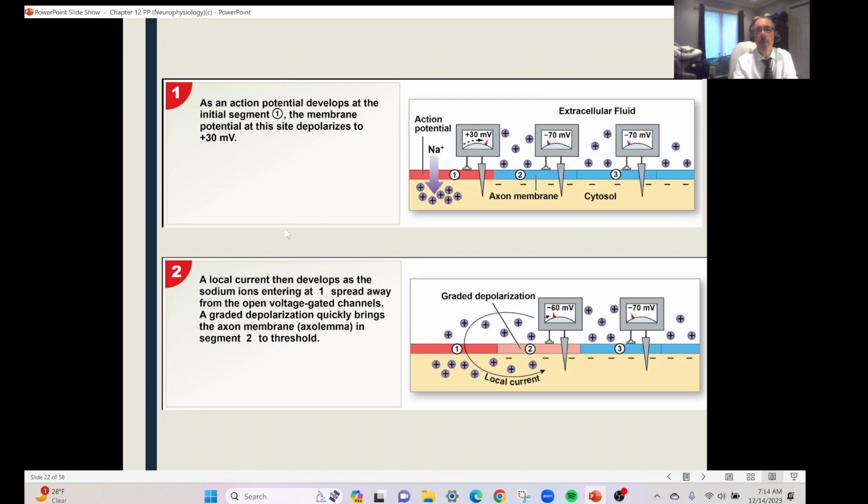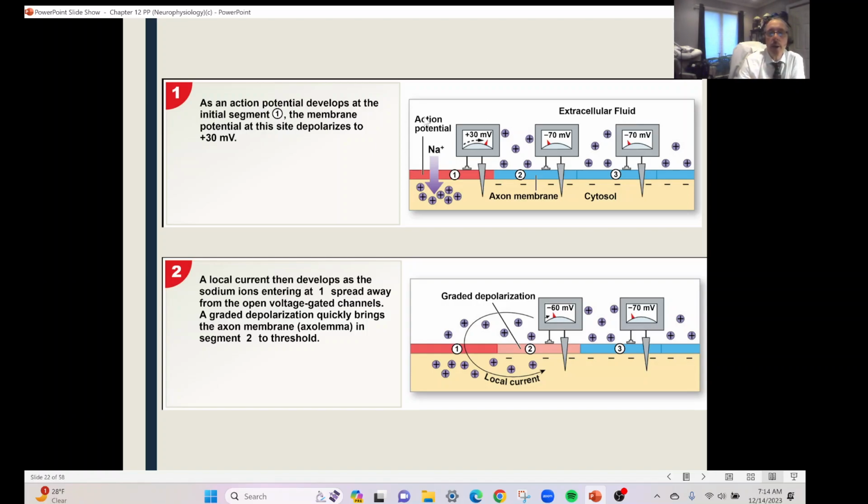So again, if you remember from a previous lesson, the cell membrane of the axon is normally going to be positive on the outside, negative on the inside, and when a neuron is at rest, we call that resting membrane potential, the value is minus 70 millivolts. So that's just the review. So let's just say we're at the initial segment of the axon. Remember, that's the first place on the axon that generates the nerve impulse.